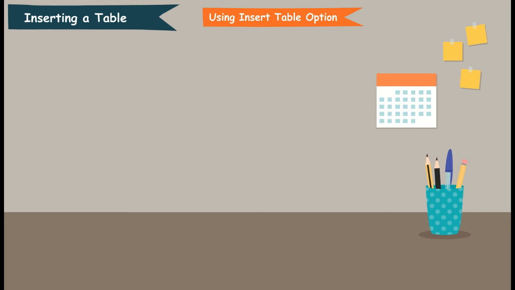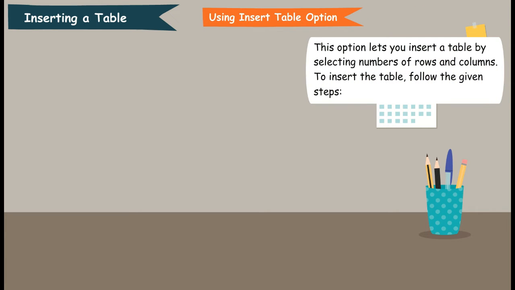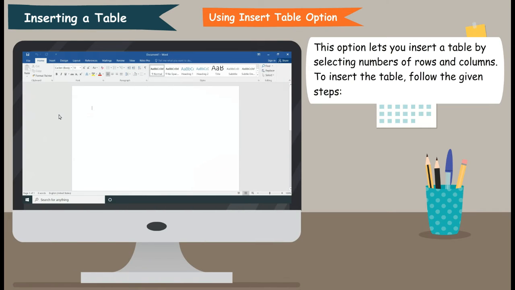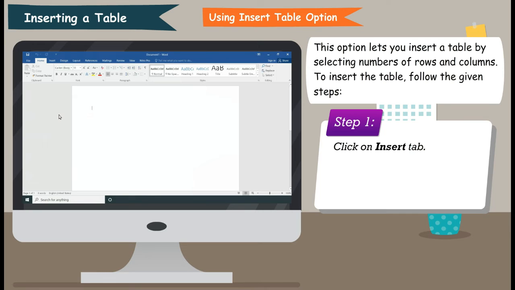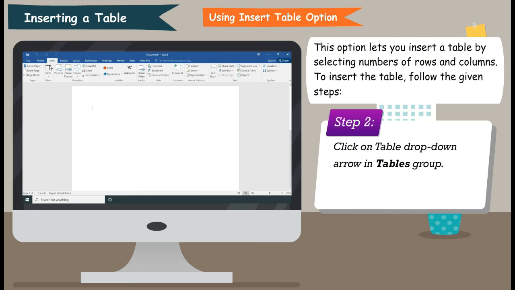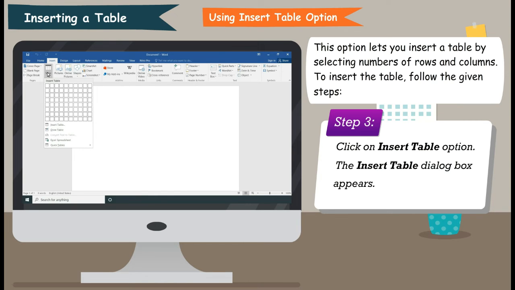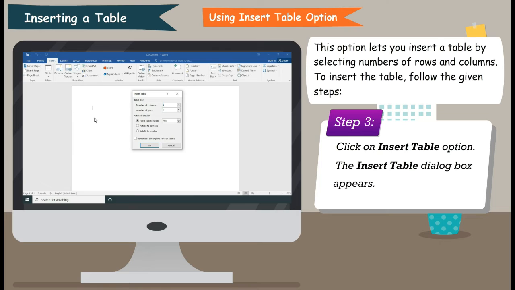Using Insert Table option. This option lets you insert a table by selecting numbers of rows and columns. To insert the table, follow the given steps. Step 1. Click on Insert tab. Step 2. Click on Table drop-down arrow in Tables group. Step 3. Click on Insert Table option.